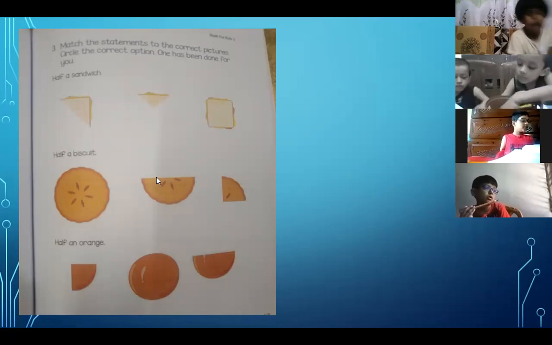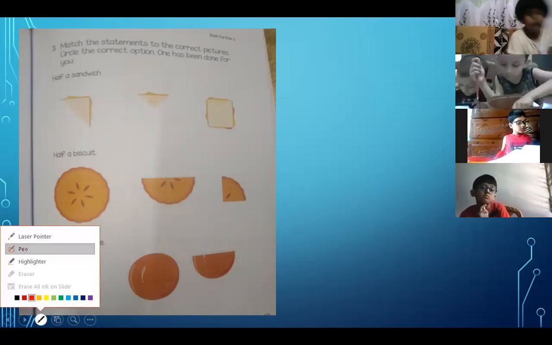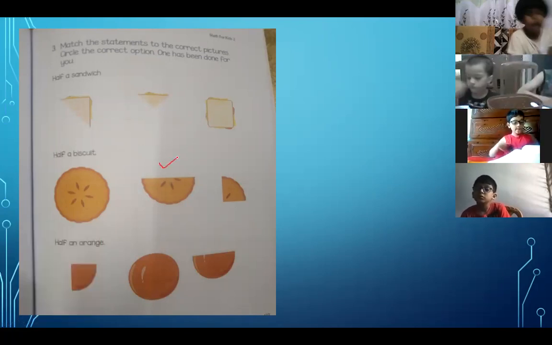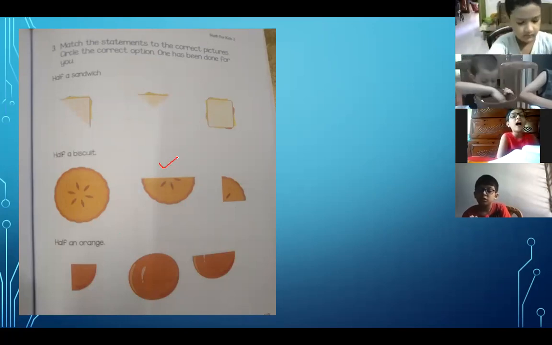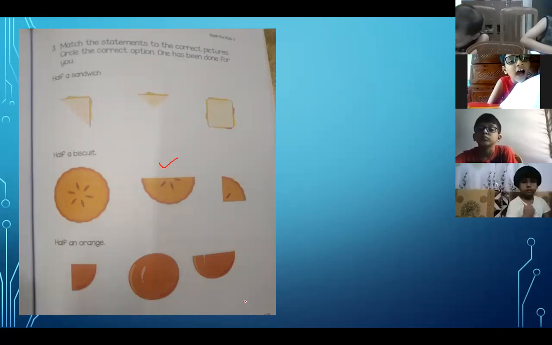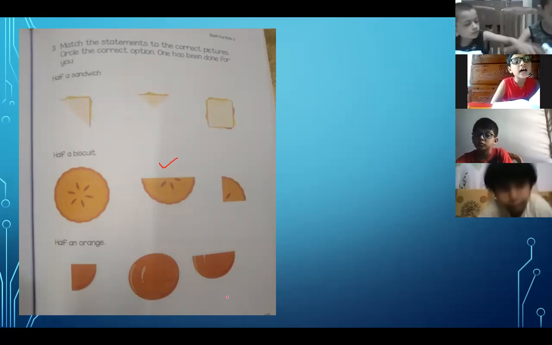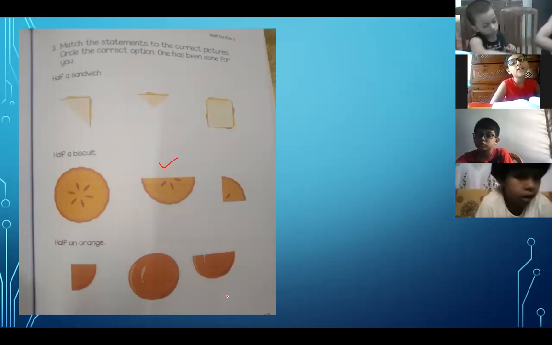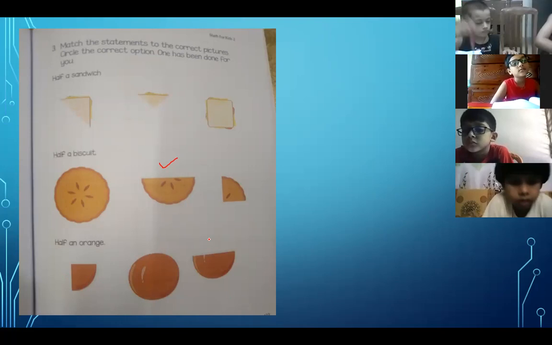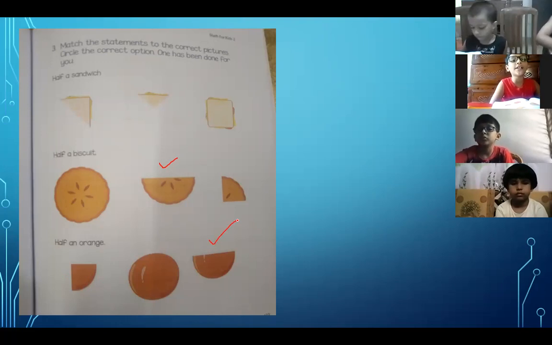Okay. Half of this is this one, okay? Which one? This is half. Okay. Half an orange. Which one? Tell me. First, second, or third one? Yes, the third one is half. Second or third? Yes, this third one is half orange. Okay. Now you can understand what is half. Ayan, Aruhi, do you understand?